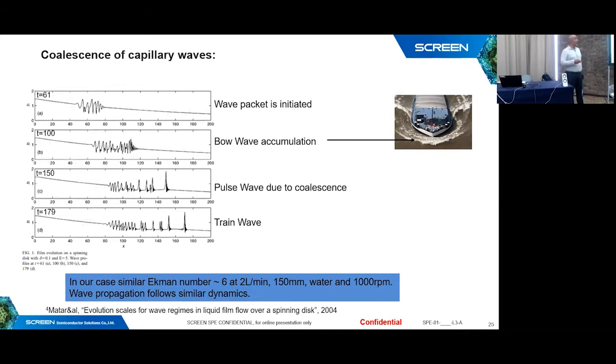The wave packets are initiated because of Coriolis forces. Then you have what we call the bow wave accumulation, which is finally a coalescence of the waves. Then you start to have some big waves because of this coalescence. They come together to create a bigger wave, and then this wave will collapse under the action of centrifugal and Coriolis forces.